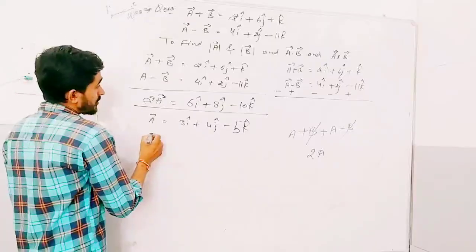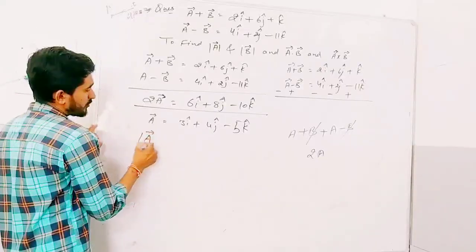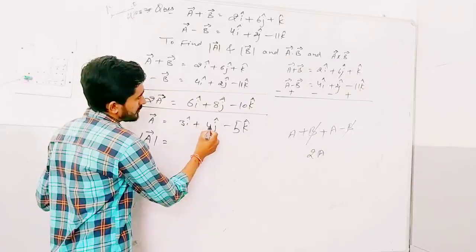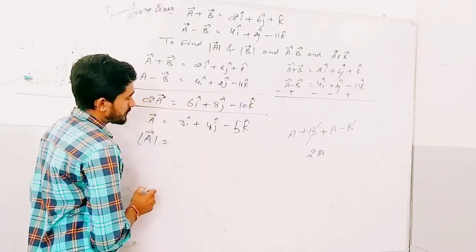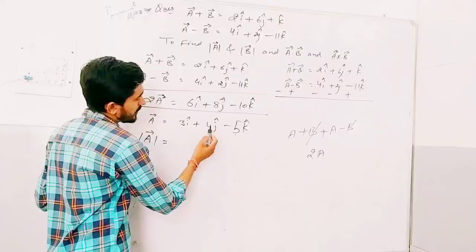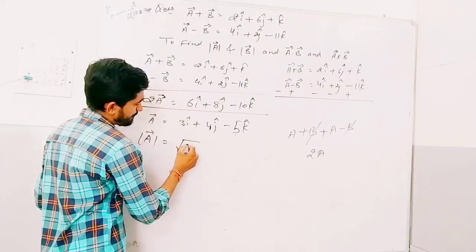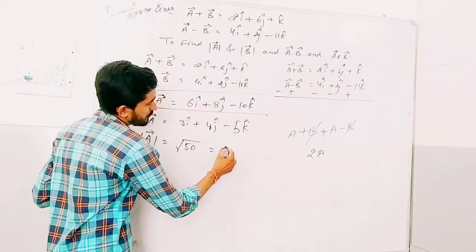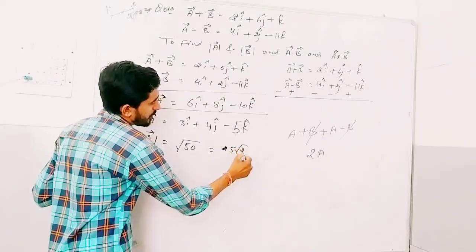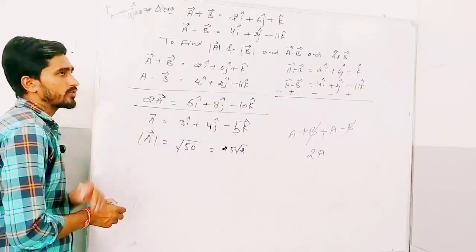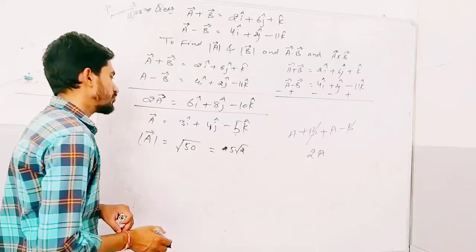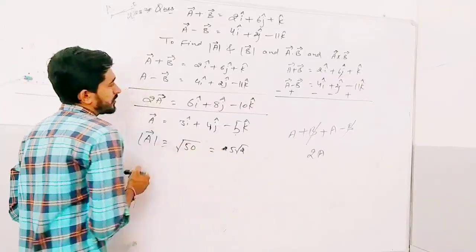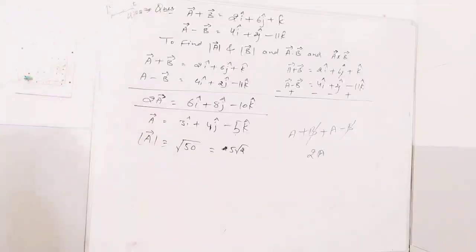Then magnitude of a vector becomes 9, 16, 25, 25 and 25 under root 50, or you can say 5 root 2. This is the magnitude of a vector.